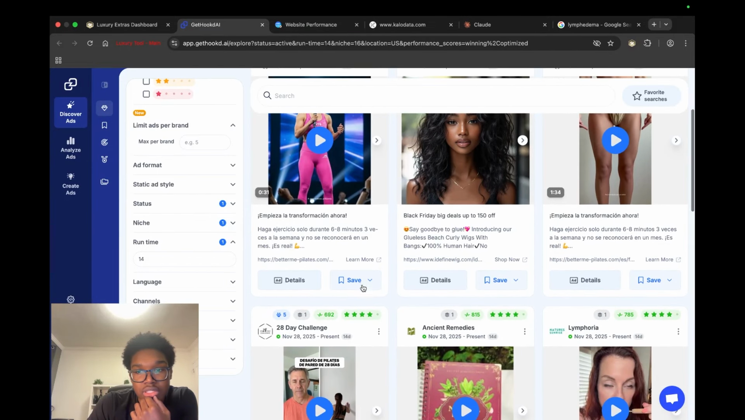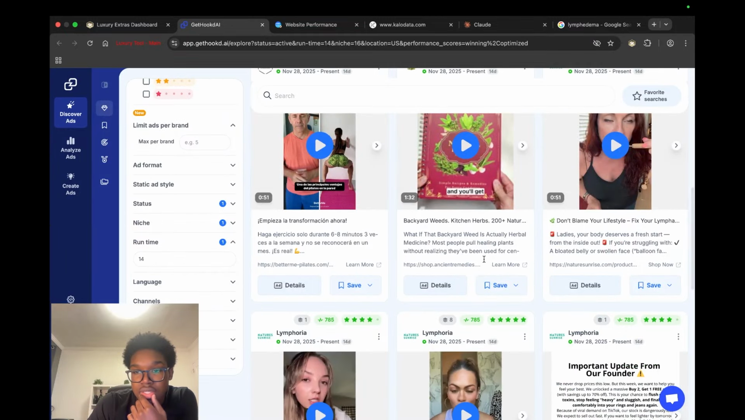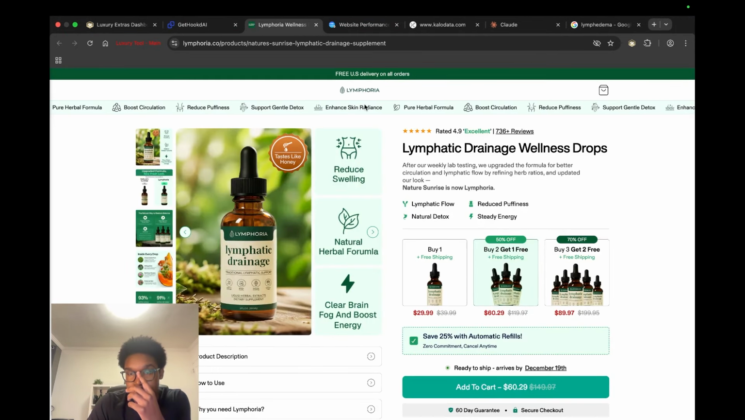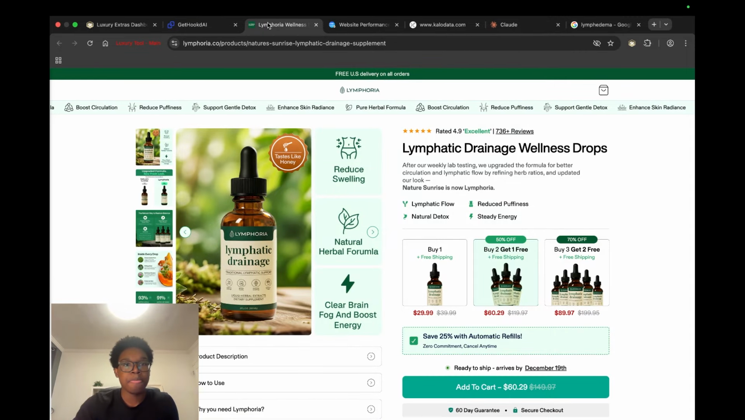So this is Wig, this is Pilates, this is a challenge, this is for a book, this is another challenge. What is this? Great, a product page. So as you see, they go straight from ad to product page, okay?